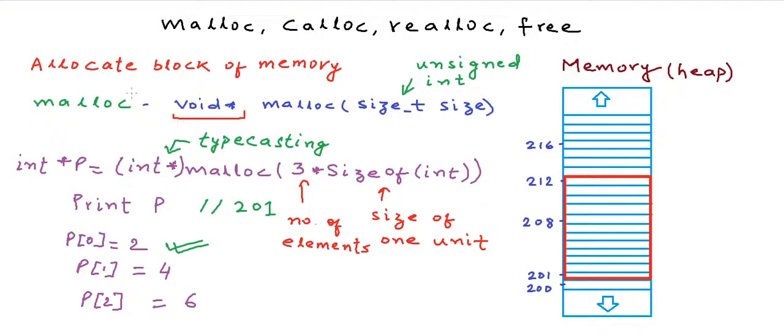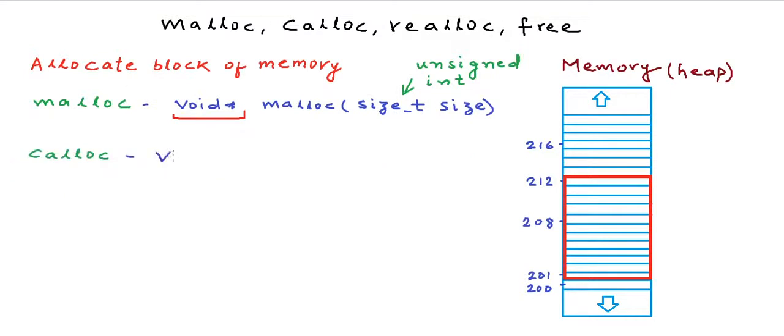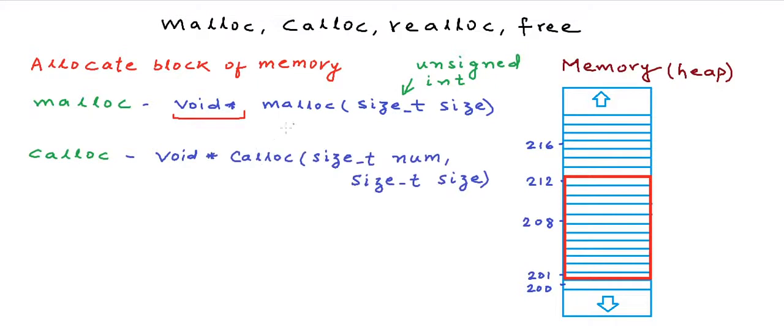We have 2 more functions that allocate a block of memory. Let us now talk about calloc. The signature or definition of calloc is something like this. Calloc also does the same stuff as malloc. It is only slightly different. Calloc also returns a void pointer, but calloc takes 2 arguments instead of 1. The first argument is the number of elements of a particular data type, and the second argument is the size of the data type.